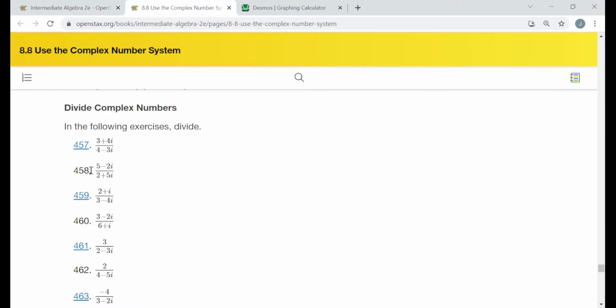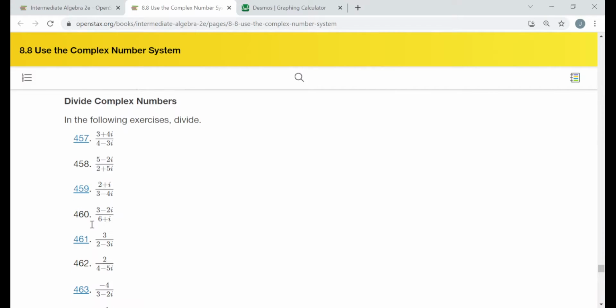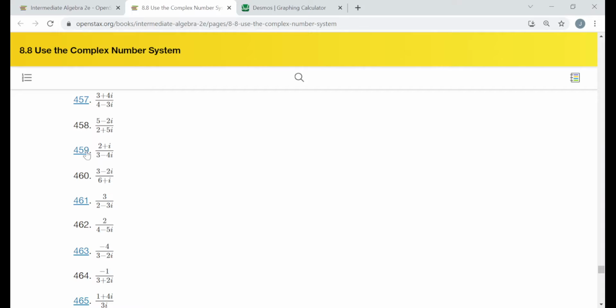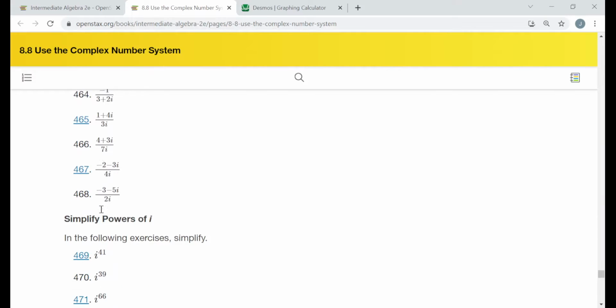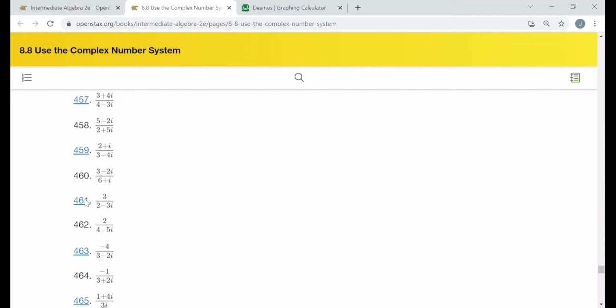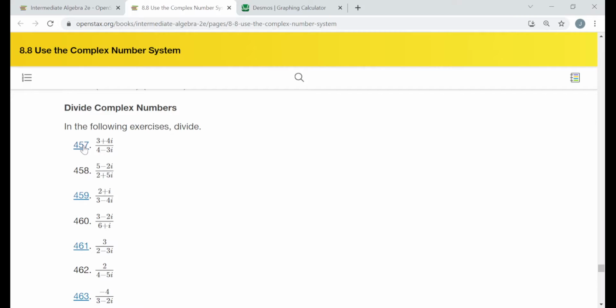I'm only going to be doing the even numbered exercises, so 458, 460, 462, all the way to 468. You may notice that the odd numbered exercises have links on them, so you can click on these and it'll take you to the solutions. So I'm going to do the ones that don't have solutions.